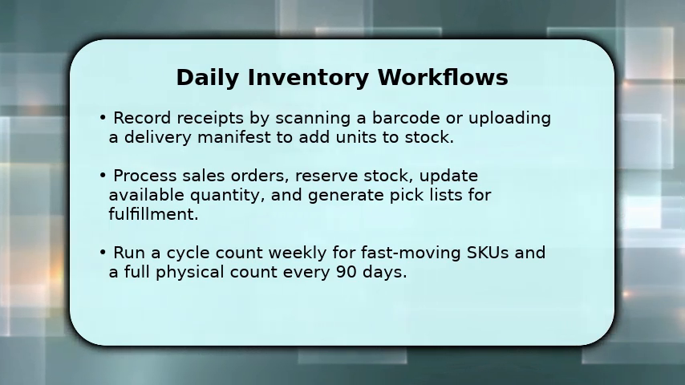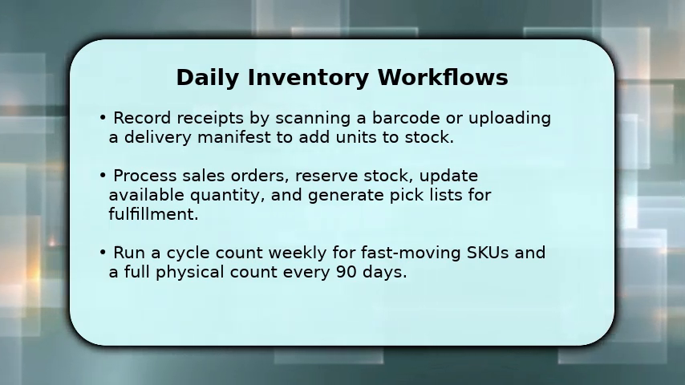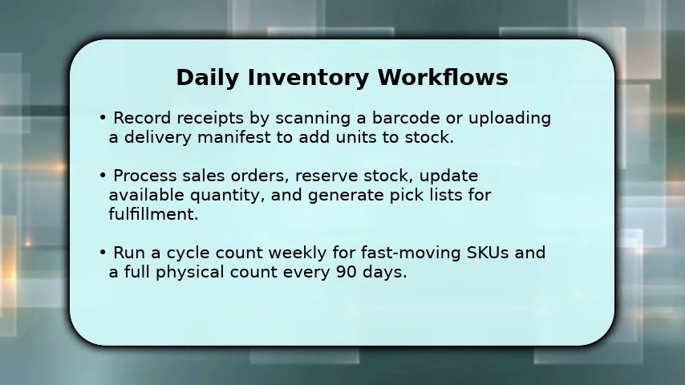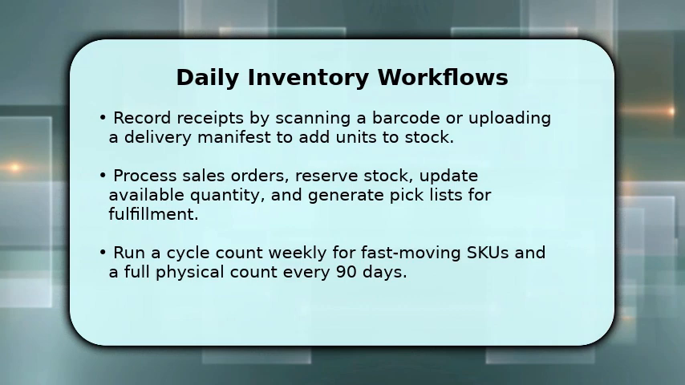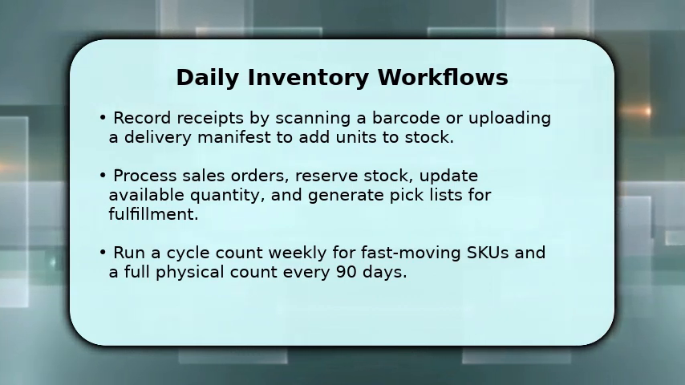Use automatic reorder triggers tied to reorder points and lead time. Run a cycle count weekly for fast-moving SKUs and a full physical count every 90 days to reconcile variances.